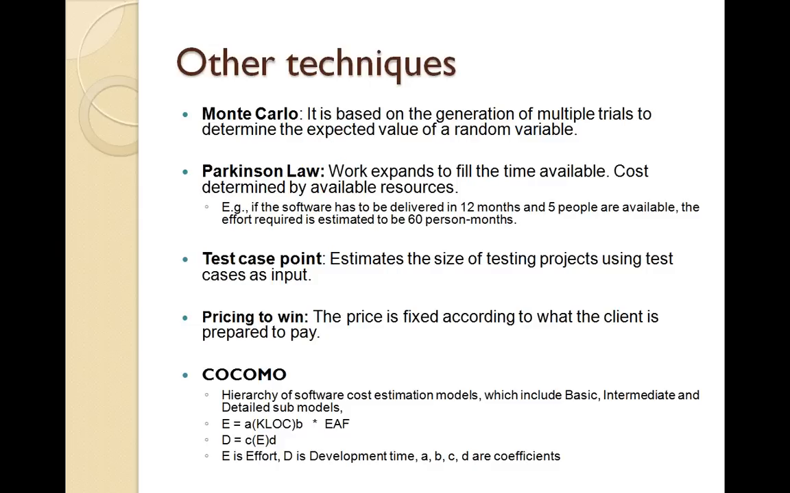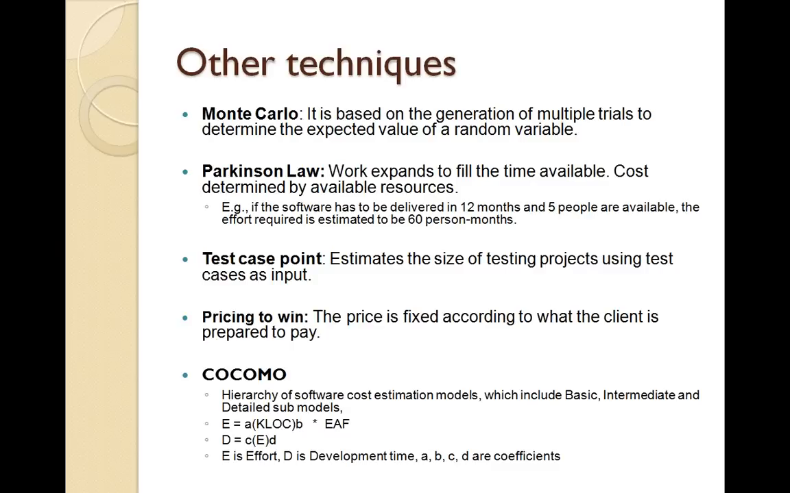One is the Monte Carlo technique, which is based on generation of multiple trials to determine the expected value. So we'll have multiple trials, and then we try to arrive at the values for the variable that we're discussing. The next one is Parkinson's law, and this law says that work will anyway expand to fill the time available. So instead of estimating on an absolute number of hours, we'll say that the cost will be determined by the available resources. So if the software has to be delivered in 12 months and 5 people are available, then we say it is a 60 man-months project.